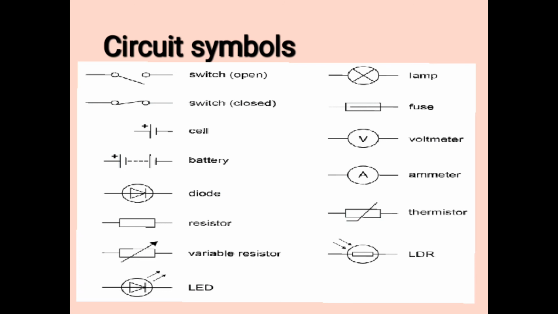And then we have a diode there, we have a resistor, we have a variable resistor, we have an LED, that is a light emitting diode. And then there is a lamp, there is a fuse, there is a voltmeter, there is an ammeter, there is a thermostat, and then there is a light dependent resistor. So those are some of the circuit symbols that we need to know. It is important that we know those circuit symbols as they help us come up with a very simple circuit diagram.